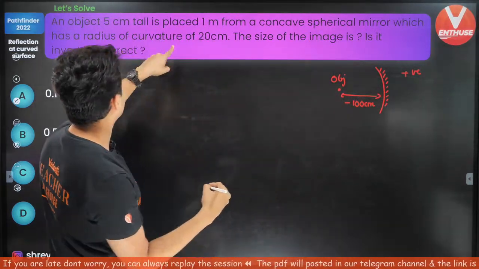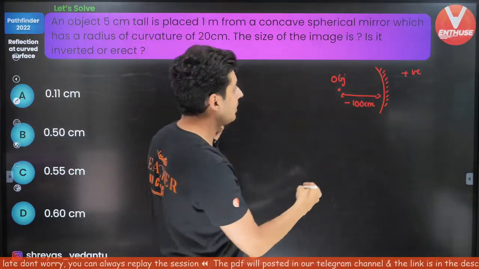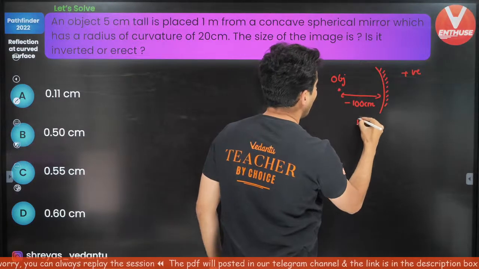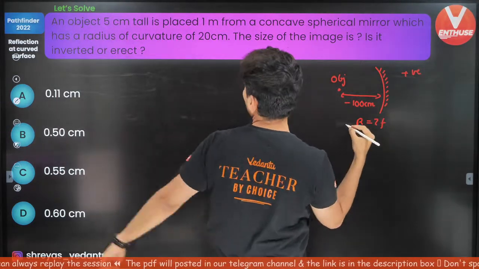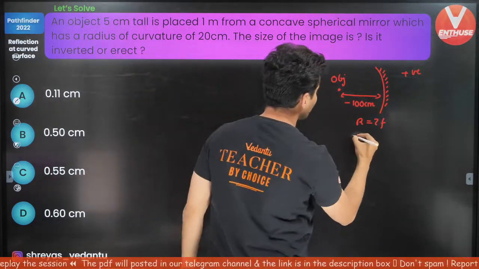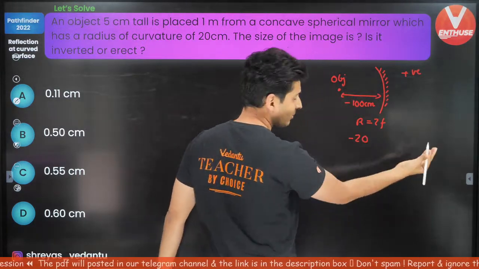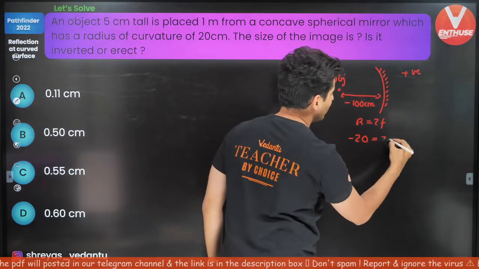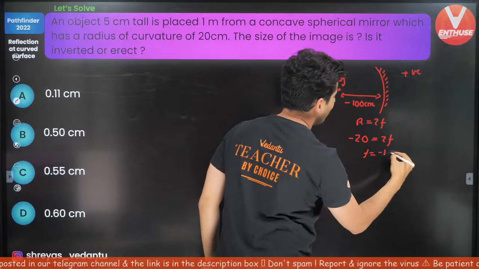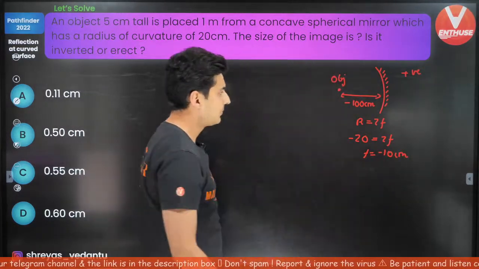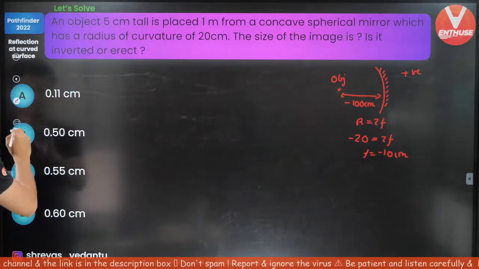Since it's a concave mirror, the focal point will be somewhere on this side, and R is 2F. So the radius of curvature is 20. It's actually -20 because it's on this side. It will be equal to 2F. So F will be equal to -10 centimeters. That's what I get from the radius of curvature.